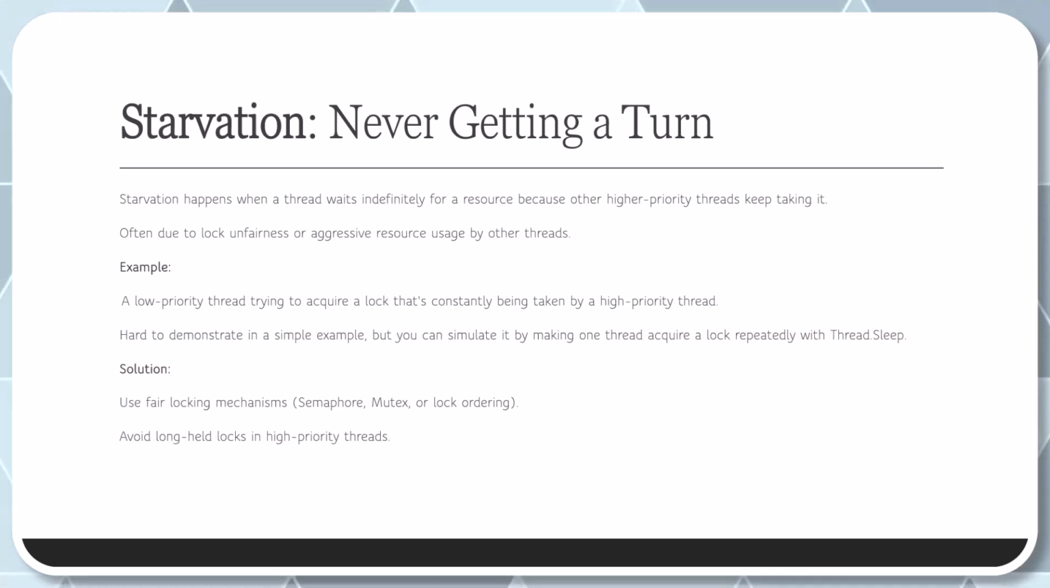We discussed when the starvation happens, right? Often due to lock unfairness or aggressive resource usage by another thread, this may happen. An example would be a low priority thread trying to acquire a lock that is constantly being taken by a high priority thread. It is hard to demonstrate in a simple example, but you can simulate it by making one thread acquire a lock repeatedly with Thread.Sleep if you want to play around with it. The solution would be to use a fair locking mechanism, semaphore, mutex, or lock ordering. Avoid long held locks in high priority threads. This would be the solution to avoid starvation.